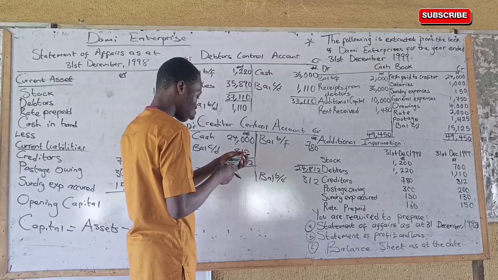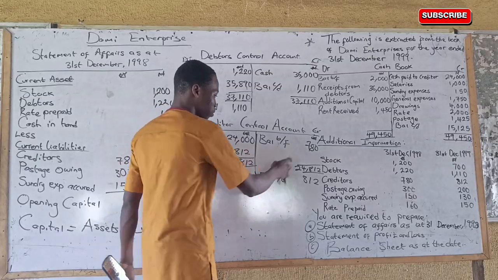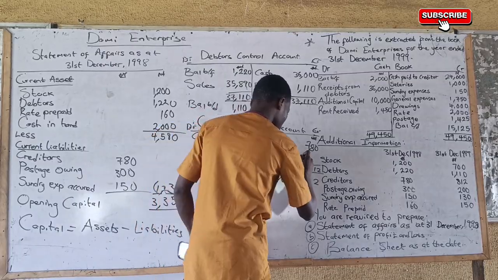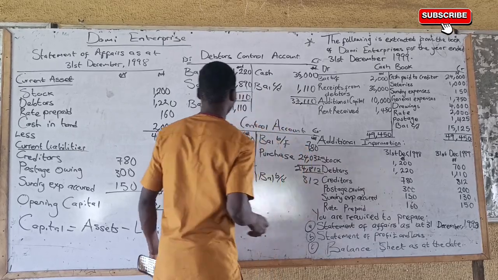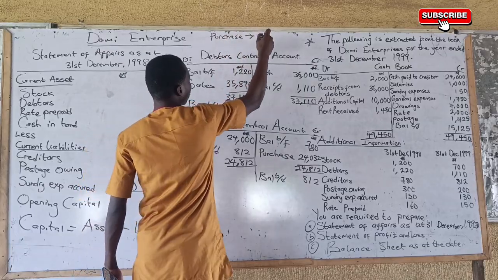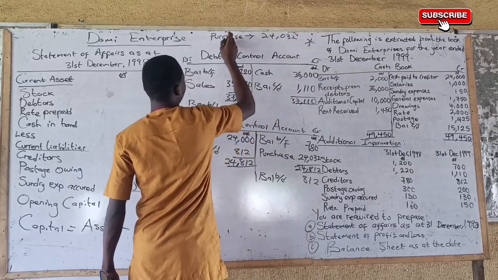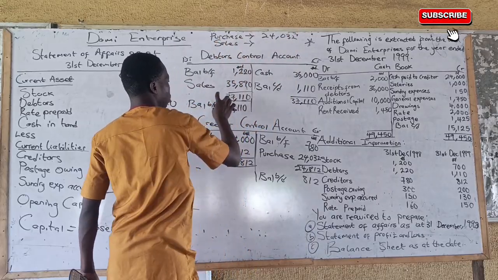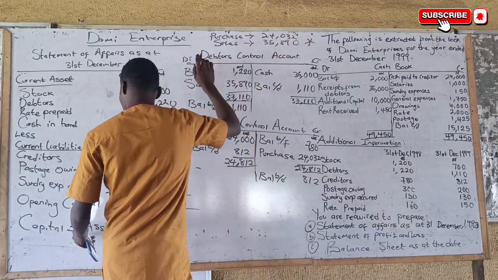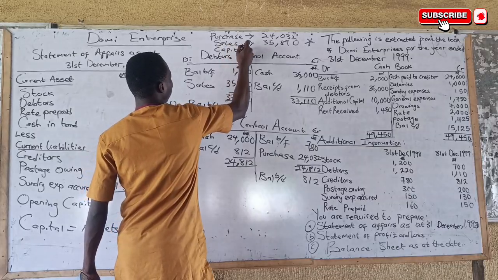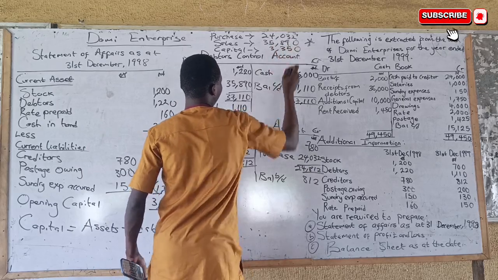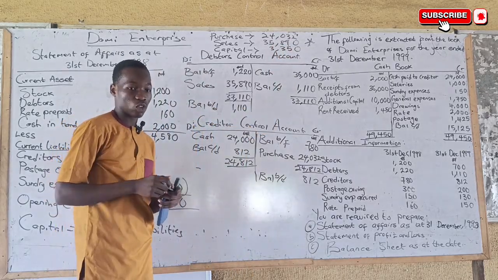So 24,812 minus 780. The difference here is the purchase, that is credit purchase, 24,032. So I've gotten our purchase, that is 24,032. Our sales, that is 35,890. Then our capital at the beginning, that is 3,350. Now we are moving to the statement of profit and loss.